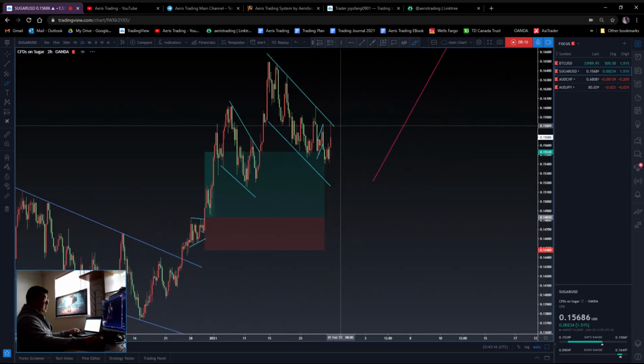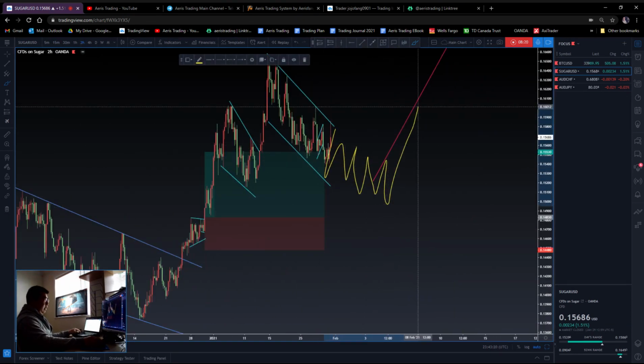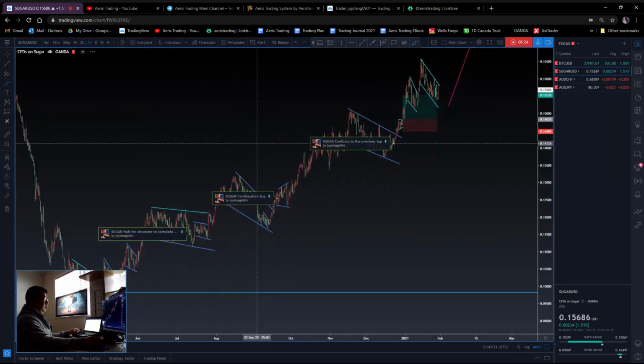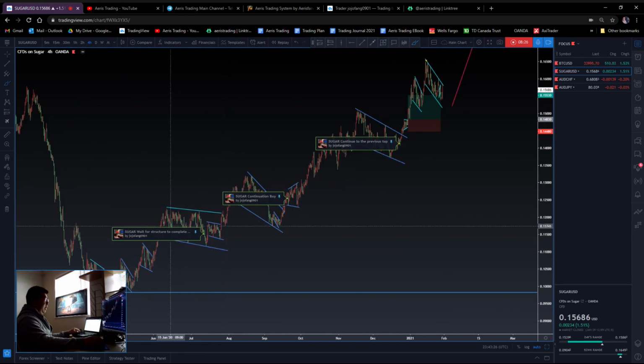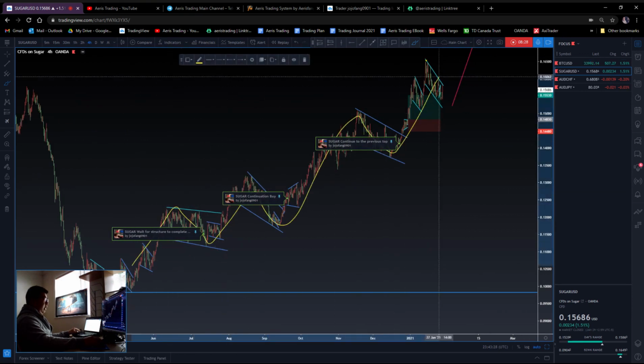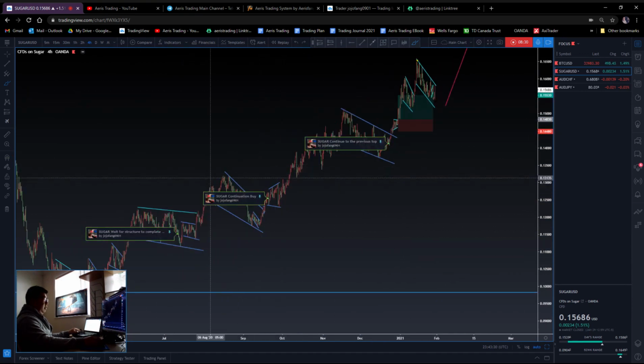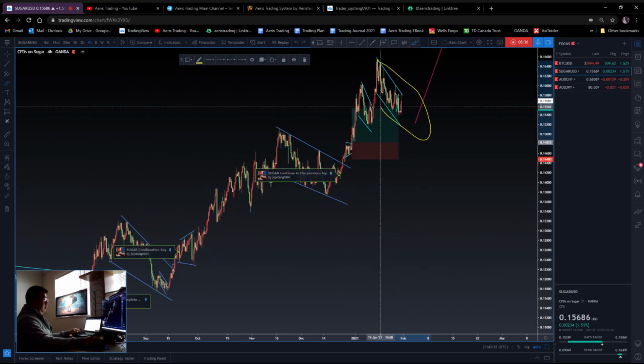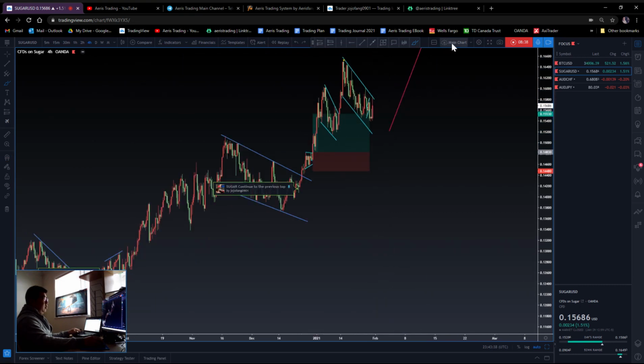Certainly I still see this has potential, don't get me wrong. This can just continue correcting, but eventually break out and continue upwards. Then I would still be interested, right? My ultimate bias on sugar is still upside. We have been trending upside, but I just didn't want to hold through a deeper pullback, which may or may not happen, right? And I didn't want to give back the profit. So you have to manage it accordingly.